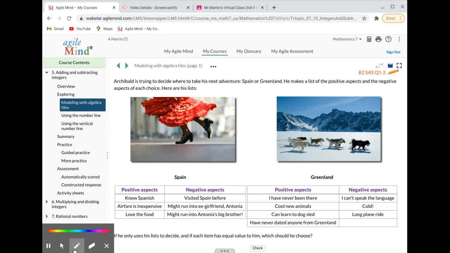Positive for Spain, no Spanish. Okay. Negative is visited Spain before. A positive is airfare is inexpensive. Negative is might run into ex-girlfriend Antonia. Positive is love the food. Negative is might run into Antonia's big brother.